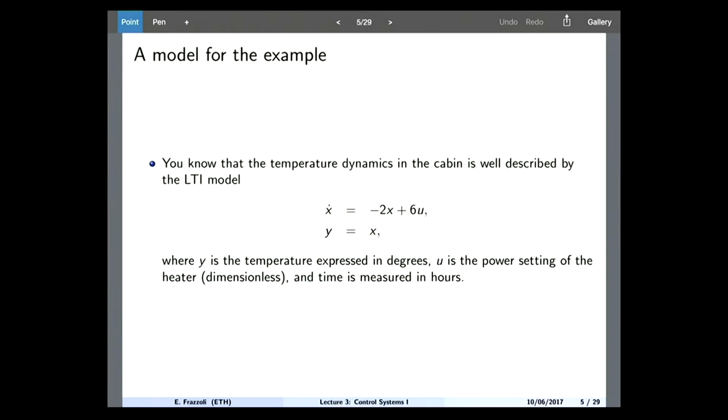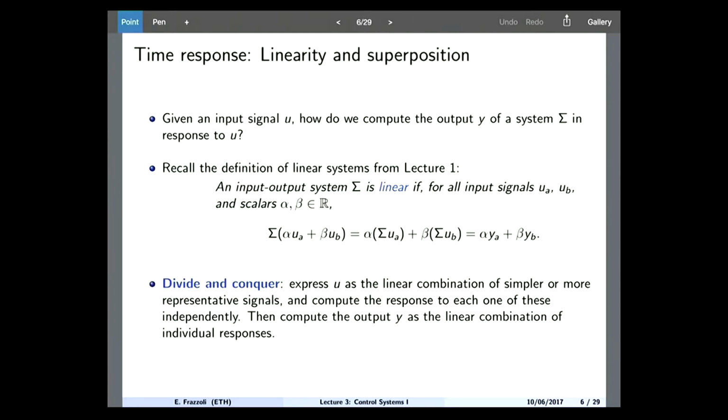Talking about units, we measure the temperature in, say, degrees. U is the power setting on the heater, it's dimensionless, and we measure time in hours so that we get reasonable numbers here, okay? Good. Okay, so now let's get back to the theory. So now what we want to do is we are given an input signal u, okay?